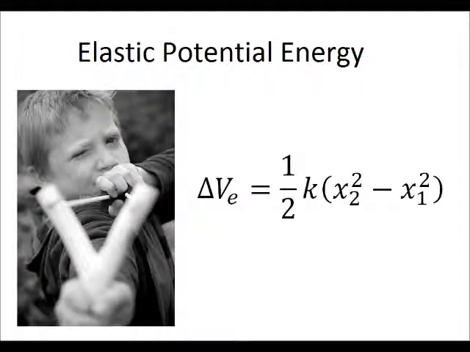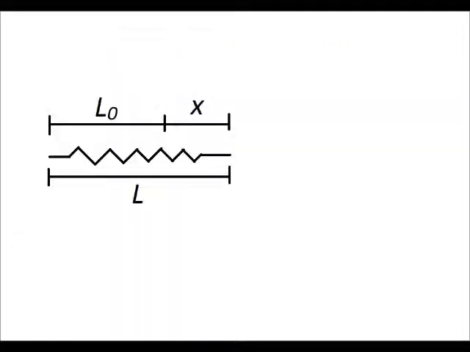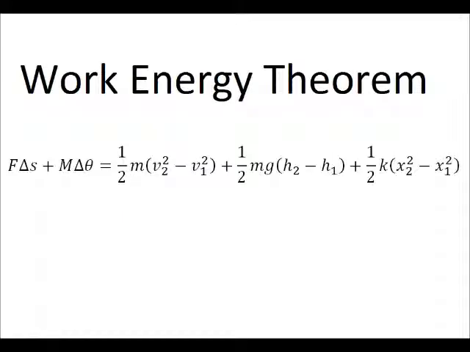The change in elastic potential energy is given as 1/2 k (x2 squared minus x1 squared). Note that x is the difference between the current length and the unstretched length, so finding the unstretched length of the spring is required unless it is given. Now that we have equations for the work done, as well as the change in mechanical energy, we can simply equate them. I hope that you found this useful for understanding rigid body dynamics.